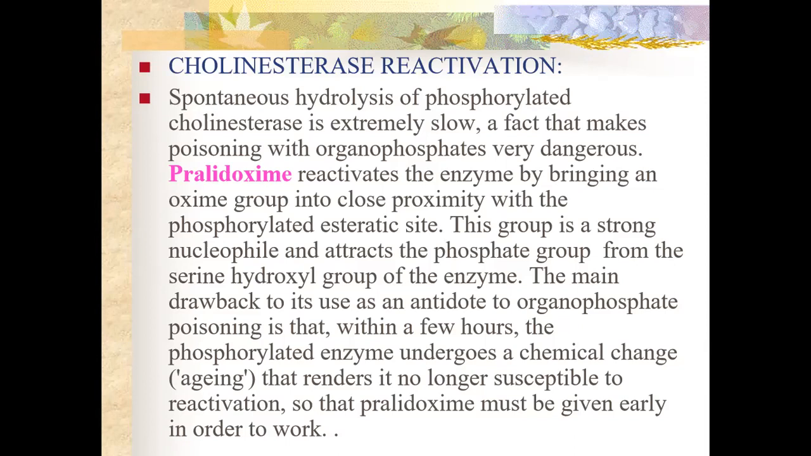So in severe poisoning, when I want to give cholinesterase reactivators like pralidoxime, I have to give 1 to 2 grams of intravenous pralidoxime within 5 minutes, before the aging takes place. In organophosphorus poisoning, they give the very best results.